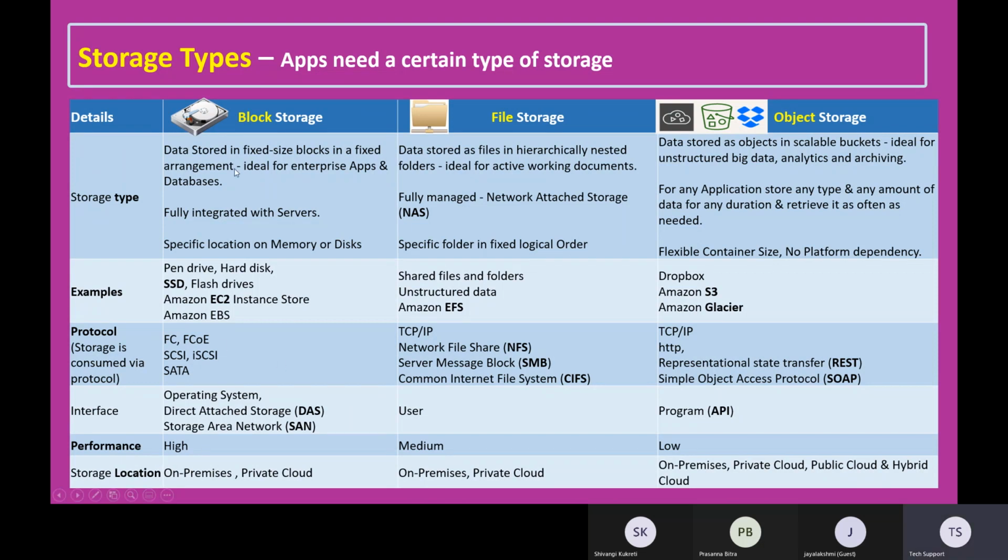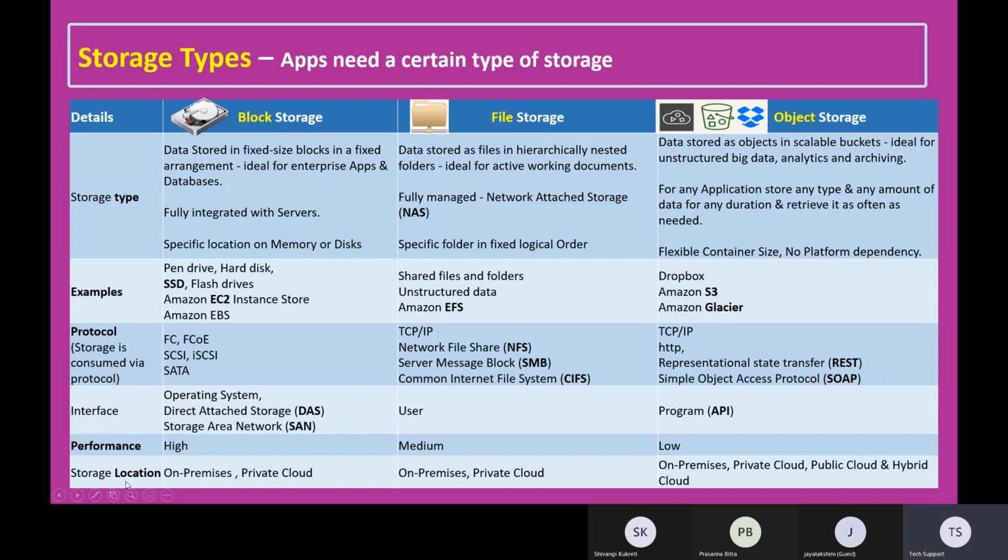Now we'll observe the performance of block storage. Block storage performance is normally high because our disk is connected directly to the motherboard. So it's very high performance, always better, with no performance issues. When it comes to file storage, sometimes there is a chance of network lag, so we can consider this medium. But object storage performance is low. If you want to access small files, it will be faster, but if you try to access bulk data, object storage performance is low.